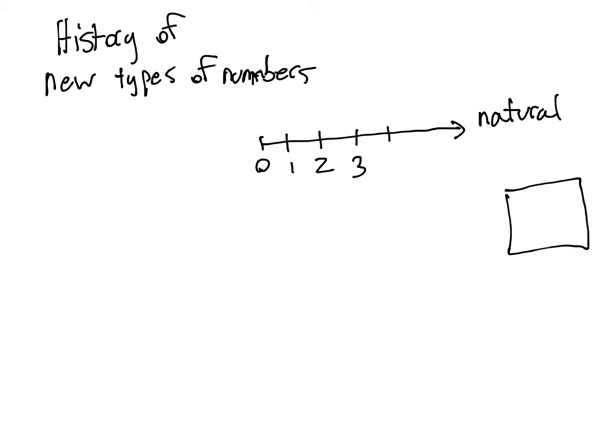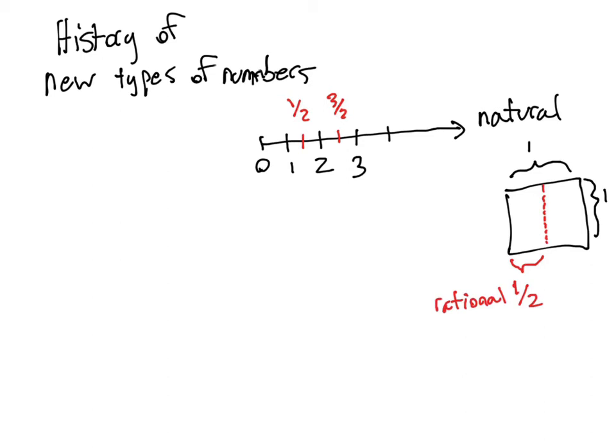Like, what if I take a square that has each side equal to 1 unit, and I want to divide this square into 2 pieces? Well, what number represents the length of half of this square? We can't use a natural number or a whole number. We need to create a new type of number, a fraction, 1/2. So then we added in the rational numbers, inventing new types of numbers that we could use to solve problems. But that wasn't enough.